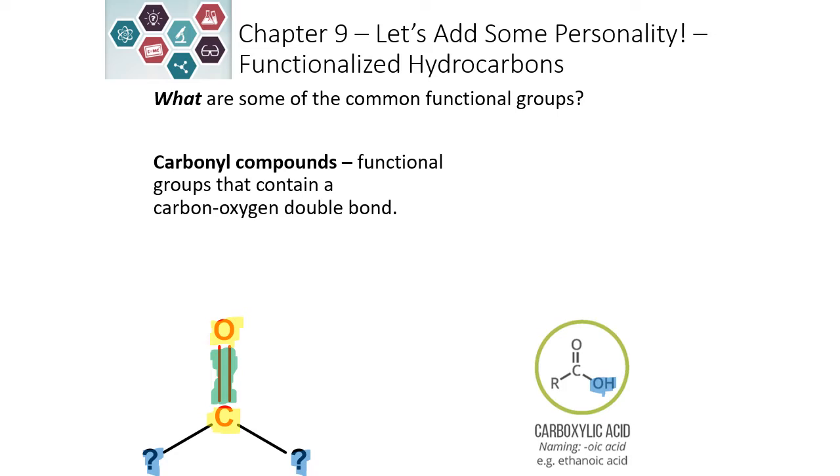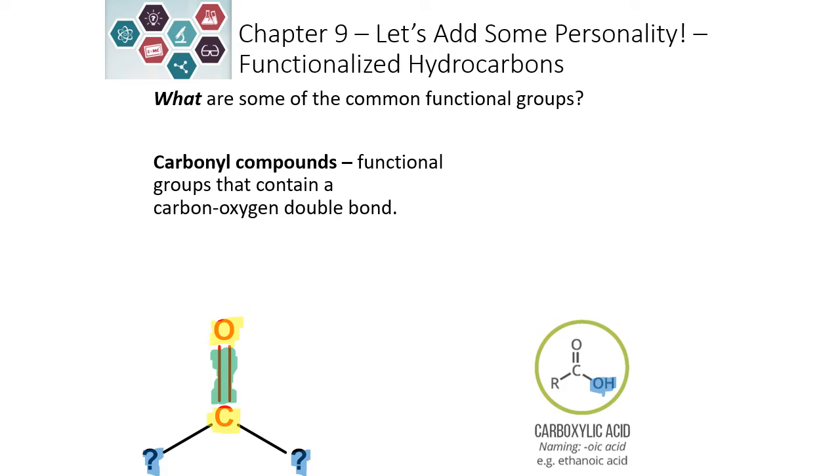One carboxylic acid you might be familiar with, whether you know it or not, is vinegar. So that is acetic acid. And acetic acid has that sour taste. Another one is citric acid from citrus fruits. You get that sour taste, which is a result of this carboxylic acid group.